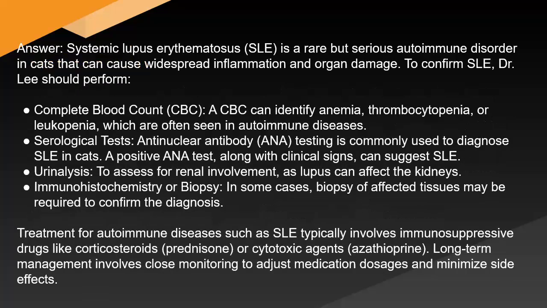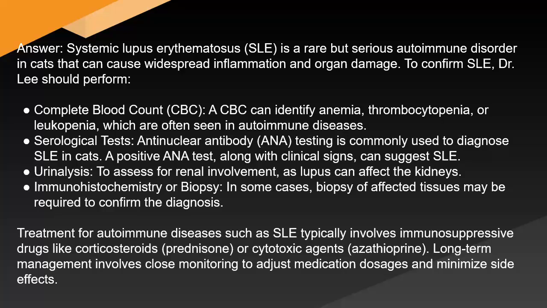Answer: systemic lupus erythematosus, SLE, is a rare but serious autoimmune disorder in cats that can cause widespread inflammation and organ damage. To confirm SLE, Dr. Lee should perform a complete blood count, CBC. A CBC can identify anemia, thrombocytopenia, or leukopenia, which are often seen in autoimmune diseases.